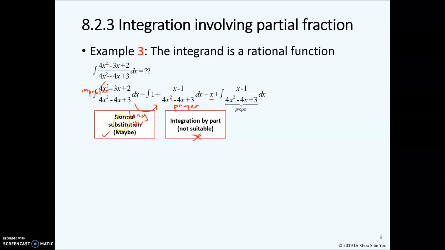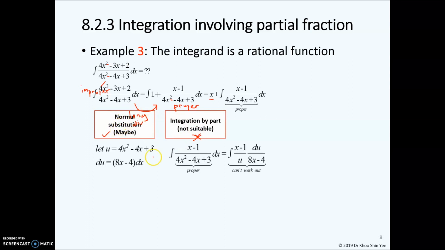So let's try with substitution. So we let u equal to the term at the bottom, differentiate it, and then we substitute inside, right? So we get this. So you see that we cannot convert the x into u, so substitution is not working in this case. So we have to find a way to integrate this.